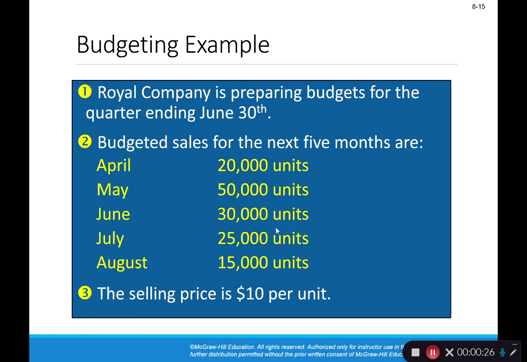The sales budget really couldn't get much simpler. The assumptions are the hard part, but again, those are given to us. So it tells us budgeted sales for the next 5 months are as follows, and the selling price is $10 a unit. So to figure out your sales budget, you're just going to take the unit sales times the selling price, and there you'll have it, the sales budget.